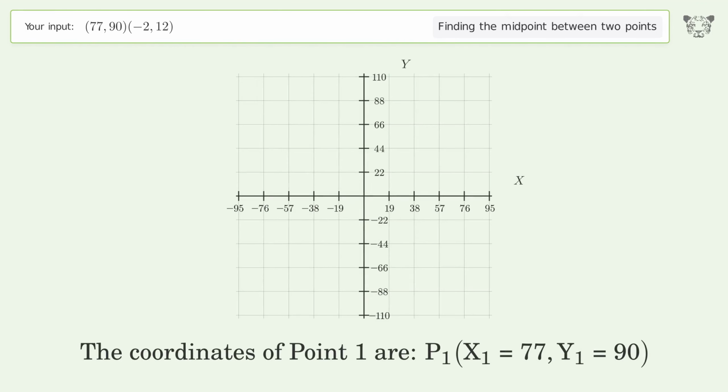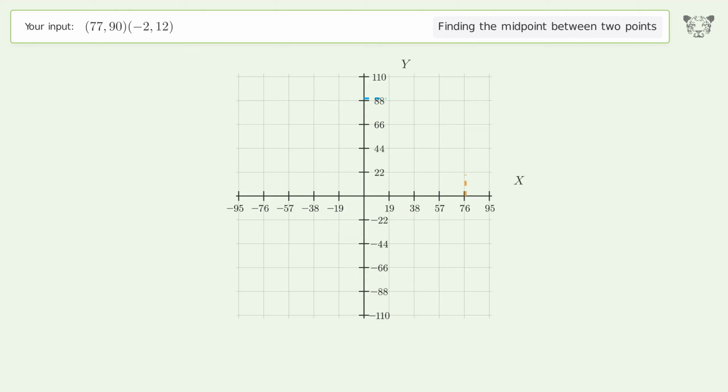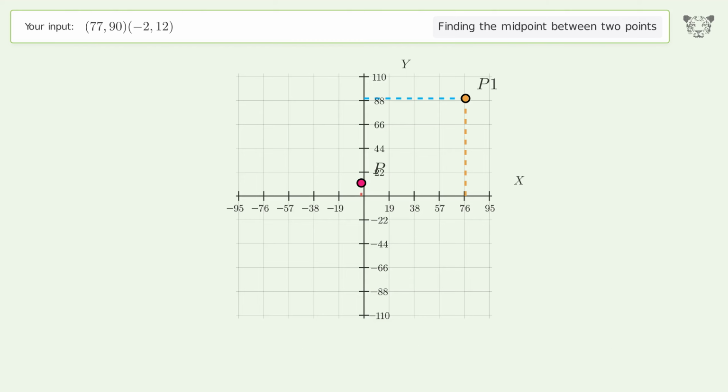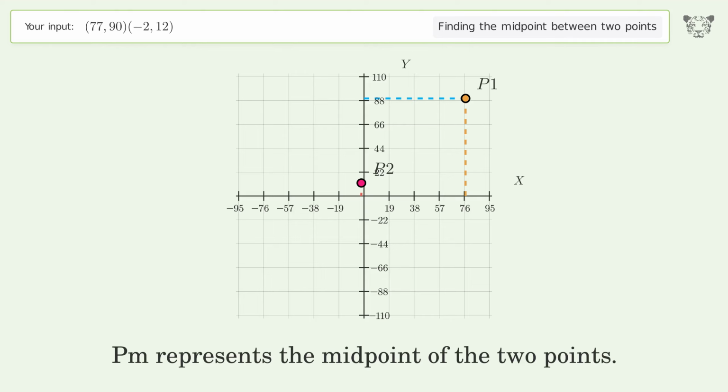The coordinates of point 1 are, x1 equals 77, y1 equals 90. The coordinates of point 2 are, x2 equals -2, y2 equals 12. PM represents the midpoint of the 2 points.